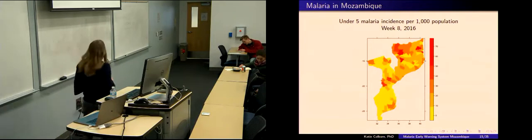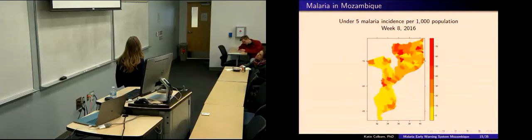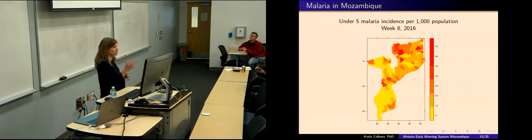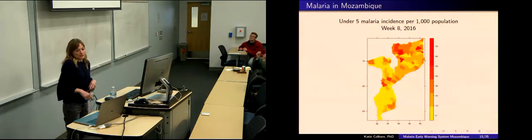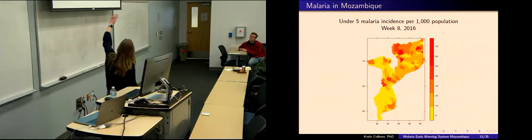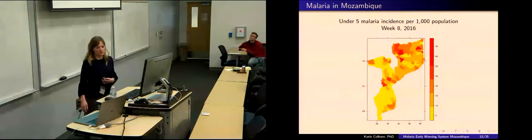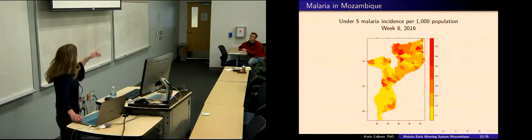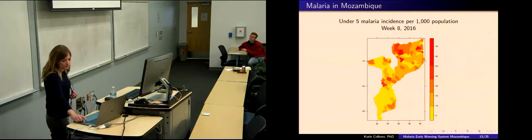So just a snapshot from our data, under 5 malaria incidents per 1,000 population in week 8 of 2016. You can see the spatial variation in the transmission, and also that the burden tends to be a lot stronger in the north, near the border of Tanzania and Malawi. And this little bit that comes down in here is actually Lake Malawi.